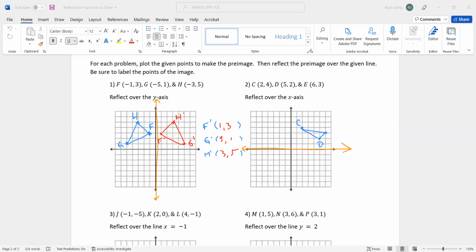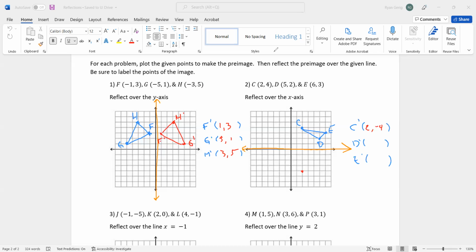D and E. Now I'm going to switch and get C prime, D prime and E prime. So how far is C from that orange line? It's 4 units. So we'll go 4 units the other direction and land here, which is the point 2, -4.